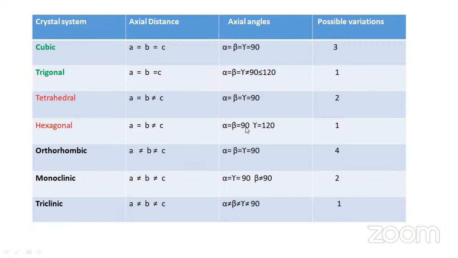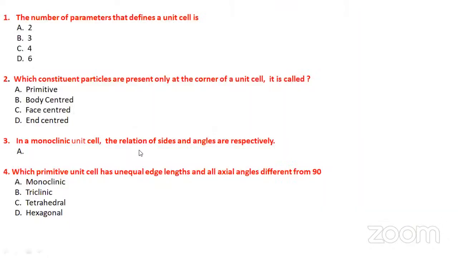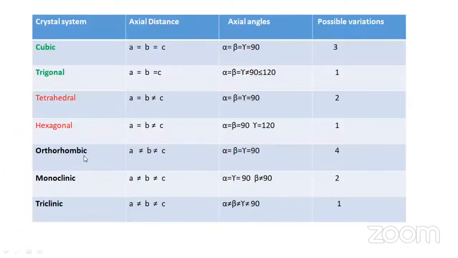Coming to hexagonal, alpha = beta = 90 and gamma = 120. So orthorhombic, as you all know, is the first member of the third group, where all angles are equal to 90 degrees. Coming to monoclinic, alpha = gamma = 90, but beta is not equal to 90. And triclinic, it is very clear that alpha is not equal to beta, beta is not equal to gamma, and none is equal to 90.